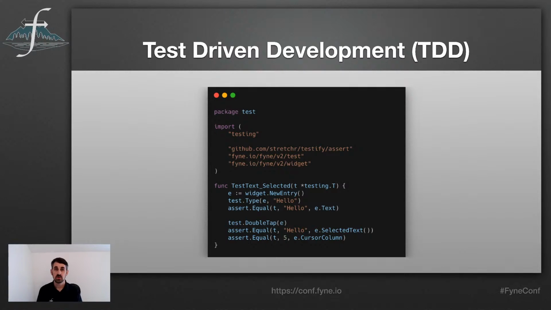Here, this is going to run a test in the normal way. We create a new entry and we use the test package to simulate typing hello, and then we assert that the contents of that entry is hello. Not much of a surprise there. But then we double tap on the entry, again using a helper in the test package. We then verify that the selected text is hello, which it is, and also that the cursor column has moved to column 5.